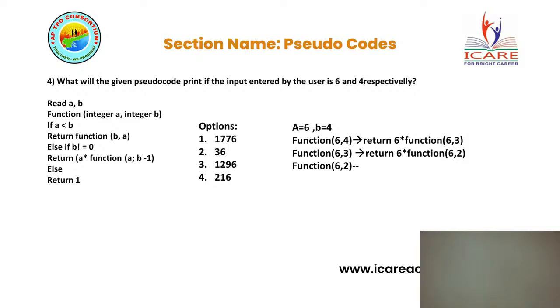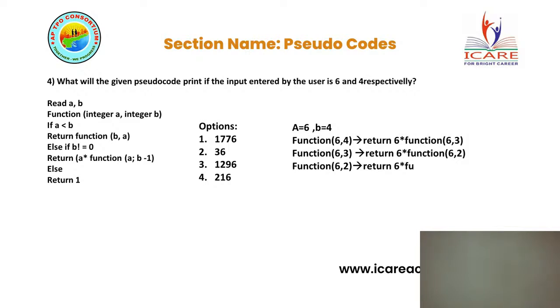And coming to this again, whenever we are calling the function 6 comma 2, we are checking the condition a less than b. The condition is false. Else if b not equal to 0, the condition is true. So it will return the value as return a. A value is 6, so 6 into function of a comma b minus 1.